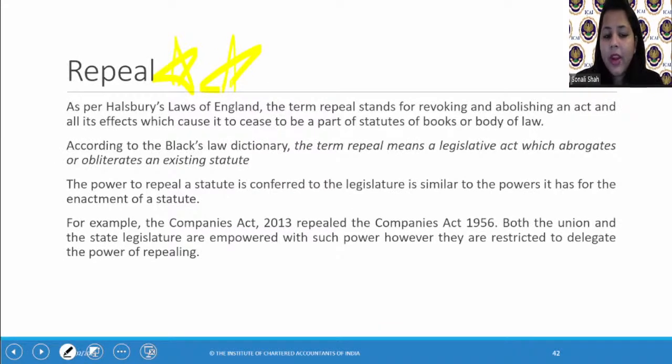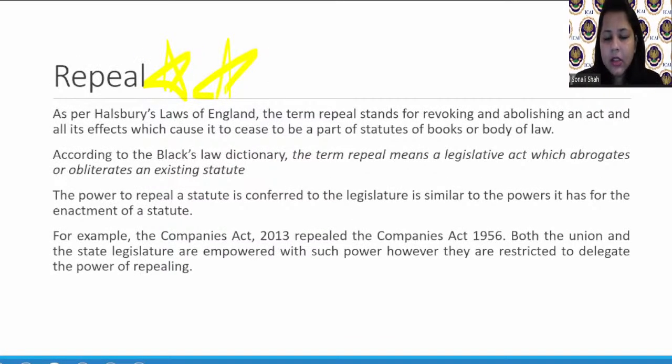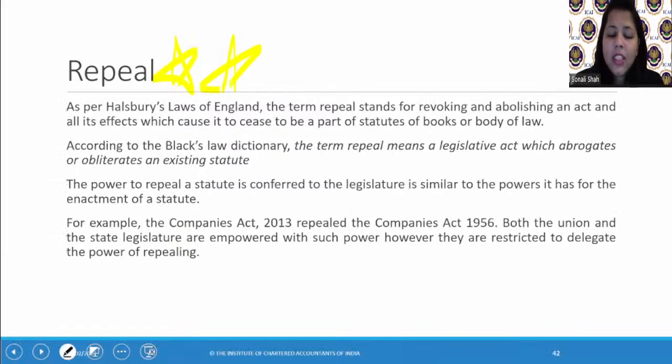Parth, I'll take up your query at the end of the class. This is not relevant to what we are discussing as of now, but at the end, I'll take up your query. Don't worry. Is the meaning of the word repeal clear to all of you?